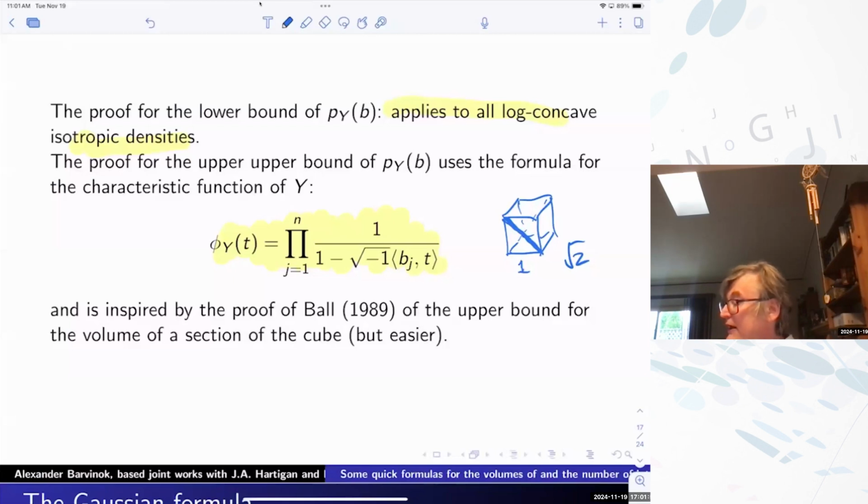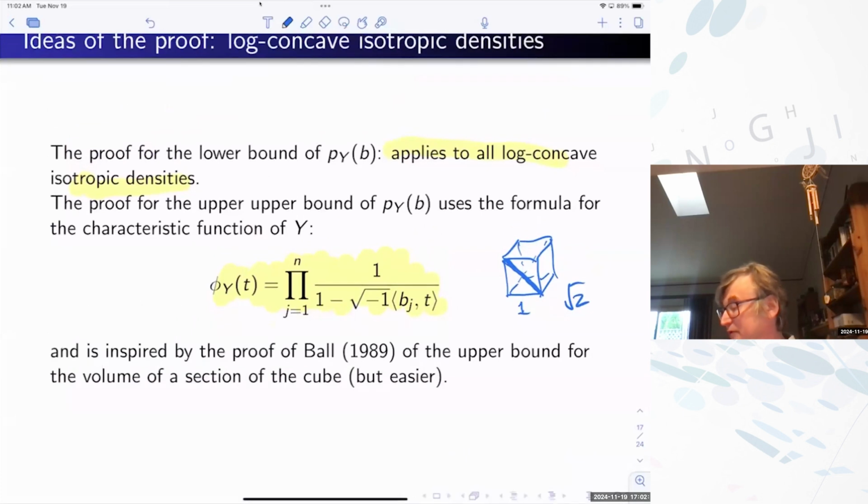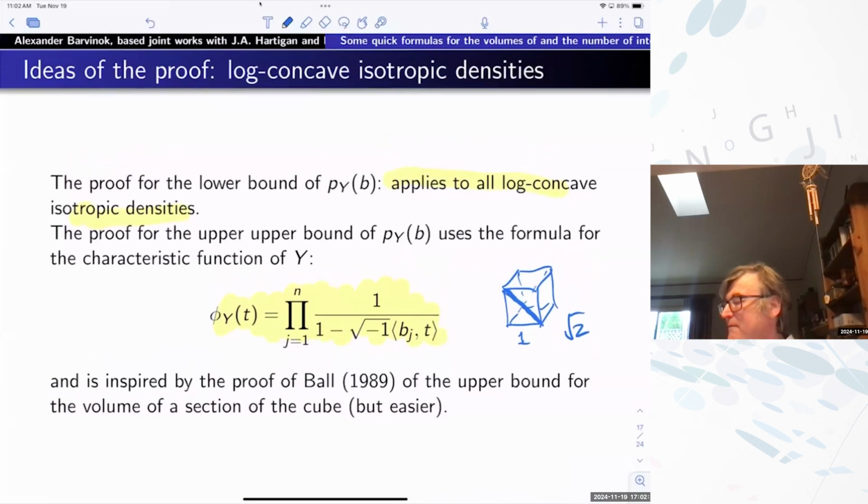So if you take this perpendicular to the main diagonal, you get less, and you can figure it out from the central limit theorem, actually, what it is for large dimension. But it's always square root of 2. And we were sort of inspired by the proof of Keith Ball working with characteristic functions. But I should admit that Keith Ball's proof is much harder. So we just got away easy.